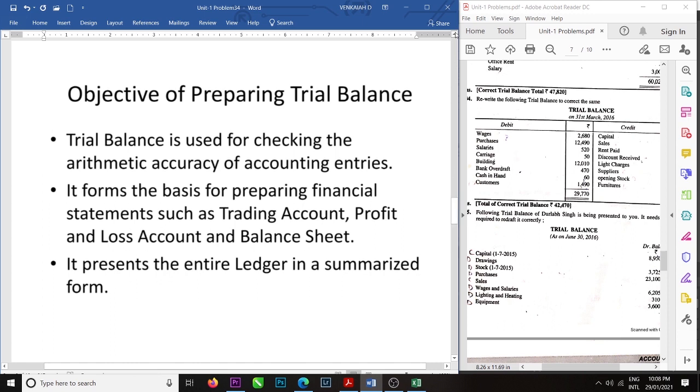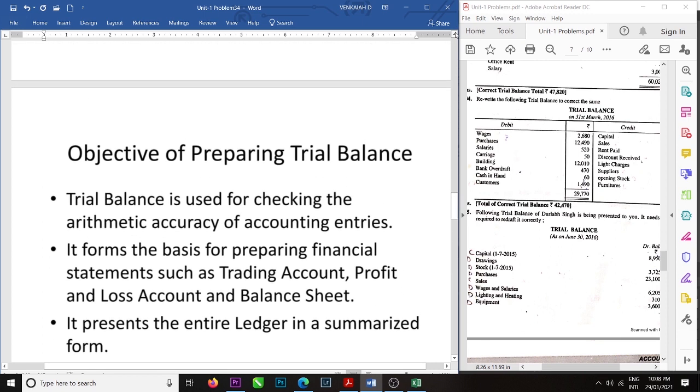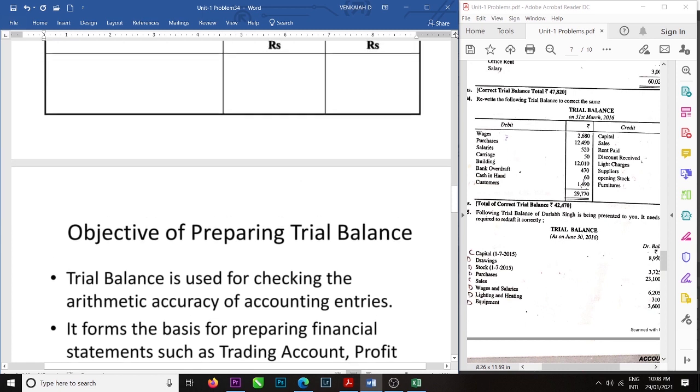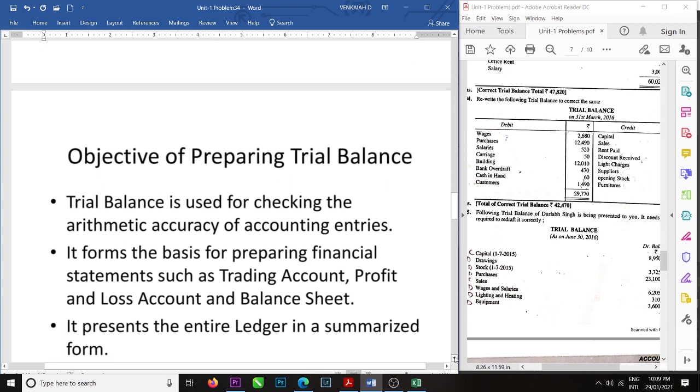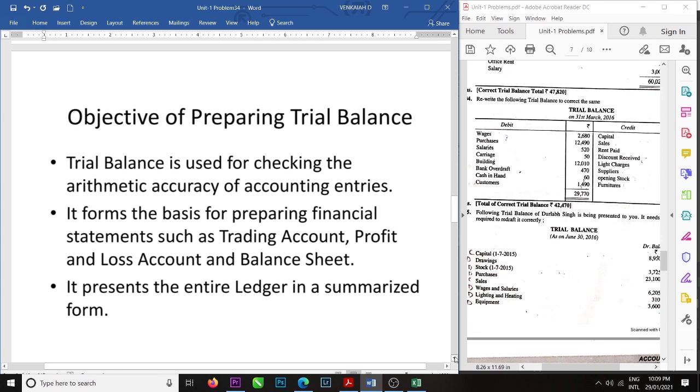Then what are the main objectives of preparing a trial balance? It is for checking the arithmetic accuracy of accounting entries. We post the debit amount and the credit amount as the same. So at any point of time, debit totals are equal to credit totals. Our debit account balances are equal to credit account balances. To check this arithmetic accuracy, we prepare the trial balance.